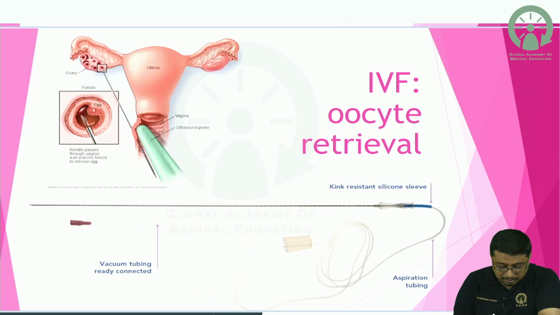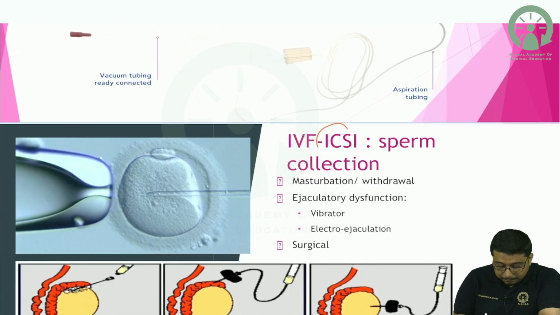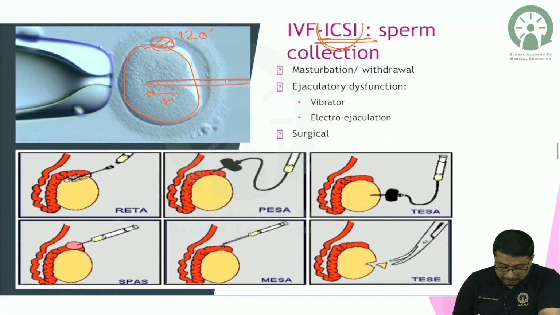This is how TVS is done, and through the TVS guide, this probe is inserted and the ovum is picked up from the developing follicle. You can see this is ICSI being performed, intracytoplasmic sperm injection. So here this is an ovum. This is the first polar body at the 12 o'clock position, and this is a micropipette injecting the sperm inside the ovum cytoplasm. So this is ICSI being performed, right?